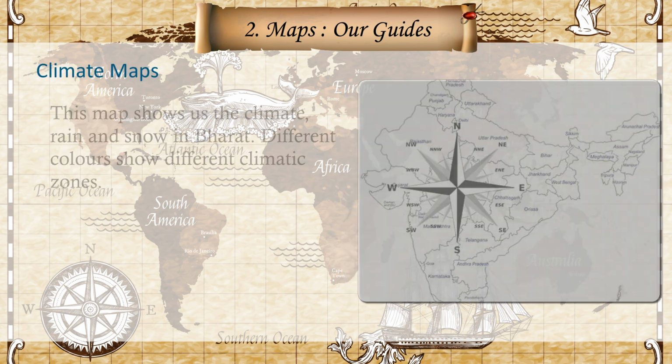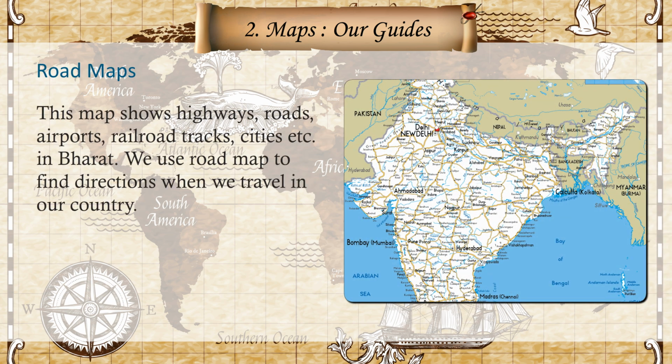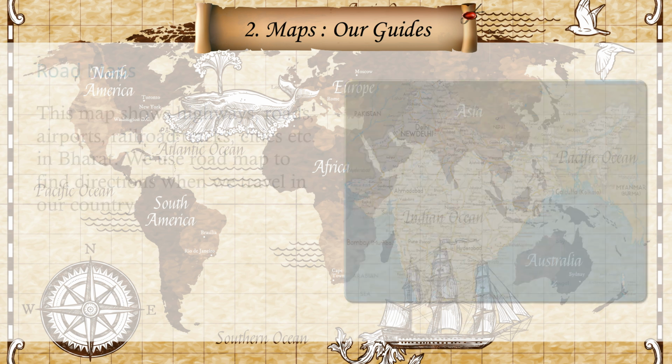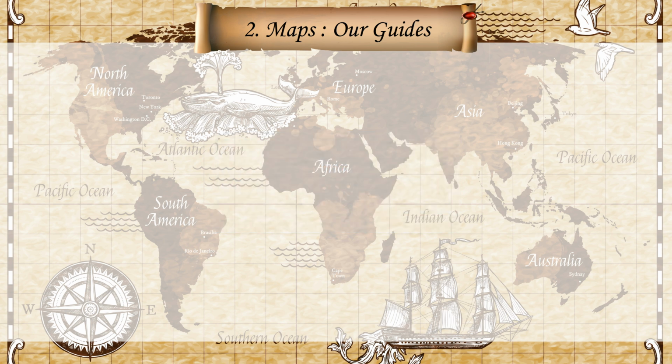Climate maps. This map shows us the climate, rain and snow in Bharat. Different colors show different climatic zones. Road maps. This map shows highways, roads, airports, railroad tracks, cities, etc. in Bharat. We use a road map to find directions when we travel in our country. Fact to know: a map which is not drawn according to scale is called a sketch.